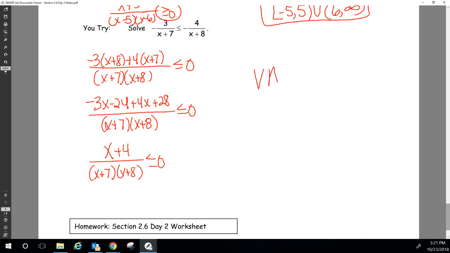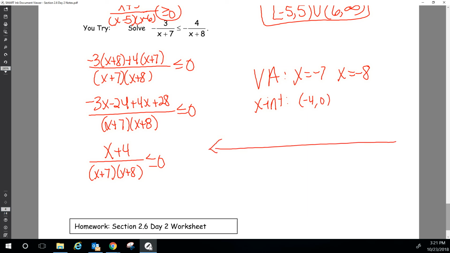Vertical asymptote is going to be x equals negative 7, x equals negative 8. My x-intercept is at negative 4, 0. So on my number line, I've got negative 8, negative 7, and negative 4. Asymptotes at negative 8, negative 7. We'll circle at negative 4.